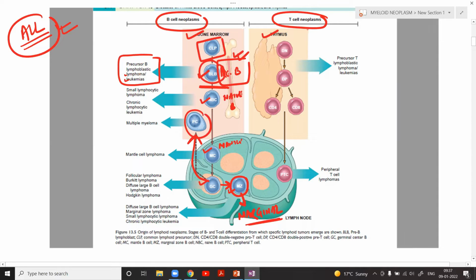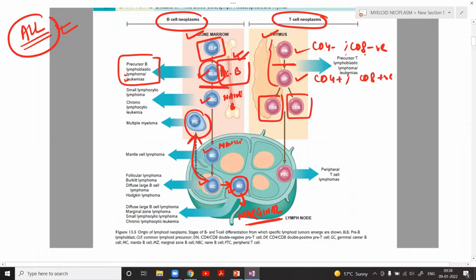Okay. Similarly, the T cells also mature inside the thymus. First, they are double negative. Double negative means they are CD4 negative, CD8 negative. Then they become double positive. They have both markers positive, CD4 as well as CD8 positive. Finally, once they mature, they will either form CD4 plus T cells or CD8 plus T cells. So if a tumor is arising from the precursor cells, if there is any maturation arrest at the precursor level, it is going to give rise to precursor T lymphoblastic lymphoma or leukemia. So acute lymphoblastic leukemia or lymphoma can be of two main types. Either it can be B-ALL if it is arising from precursor B cell, or it can be T-ALL if it is arising from the precursor T cells. Okay, so this is one important concept that we have to understand.